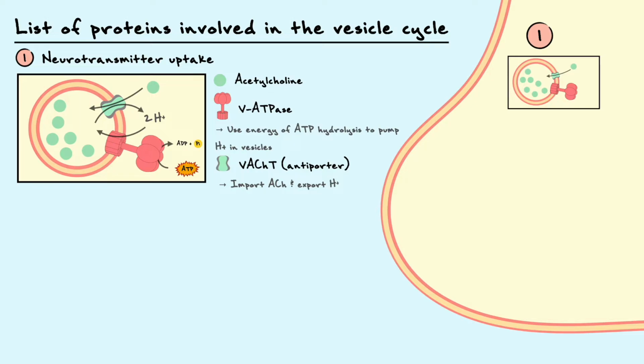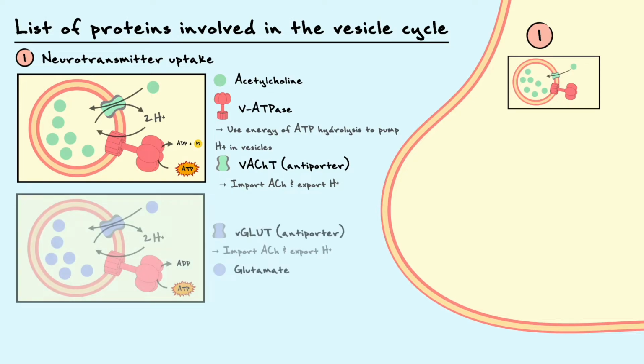The transporters are specific to the neurotransmitter. For example, the transporter for acetylcholine, the vesicular acetylcholine transporter, is different from the vesicular glutamate transporter, which imports glutamate, another neurotransmitter we will cover later.